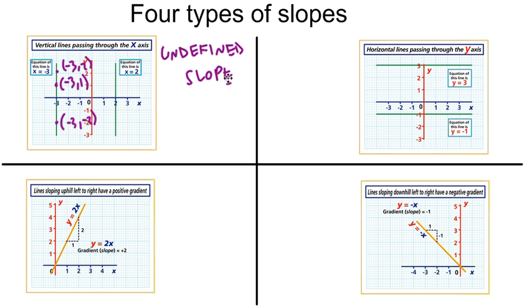Why do we call this an undefined slope though? I just don't want you to memorize things in this class. I want you to learn the reasoning behind things. Let's think about this. Say I took these 2 points and said, find the slope between them. That's the point (-3, 2) and (-3, 1).